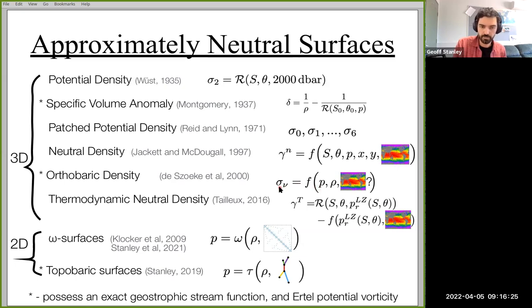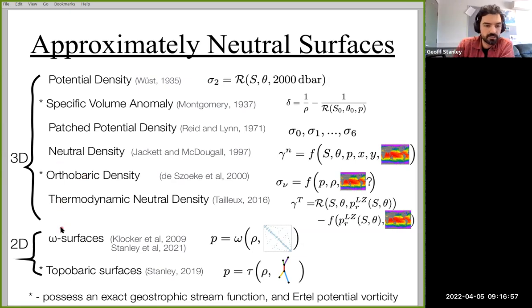You can see orthobaric density depends on, like specific volume anomaly, pressure and density. So it inherits all of those good oceanographic properties, whereas thermodynamic neutral density is a function really only of salinity and temperature. So it has that nice quasi-material property that potential density also has. Okay, but these are all three-dimensional density fields. So you could calculate these everywhere in the ocean and then take an isosurface, a surface of constant gamma n, for example, and you'd get a 2D surface.